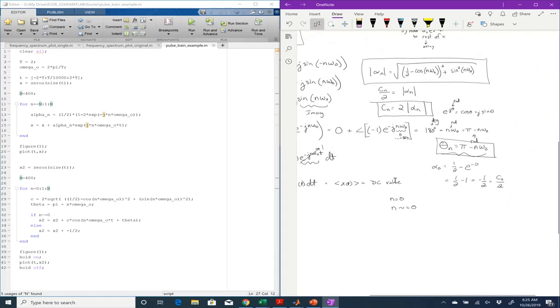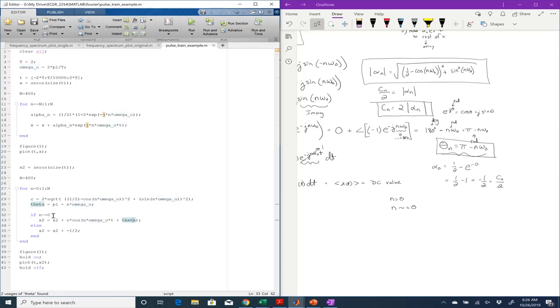All right, so you look at what I did. So here's our alpha n, and I said Cn equals 2 times that. So that's what I have as the first line in the for loop. And then I compute my theta value, which is pi minus n omega naught. That's what I have here. And then I have my if statement. So I say if n is not equal to 0, x2 is equal to whatever the old x2 is, plus c times cosine n omega naught t plus whatever theta is.